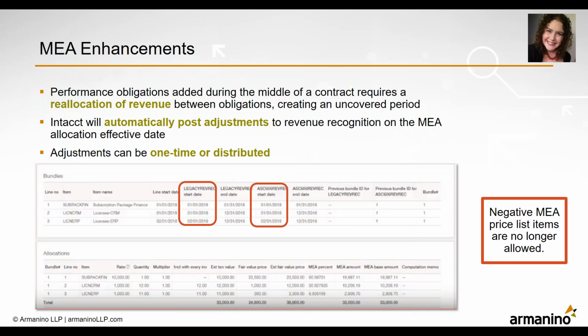And lastly, the callout is because of these reallocations. If you have any MEA items that were negative, like discounts or other negative line items, you will no longer be able to have those in these allocations. If you do have them, the next time you go to post a revenue schedule for something that has a negative MEA item, you will get an error. So just be aware of that, you will need to adjust that going forward.